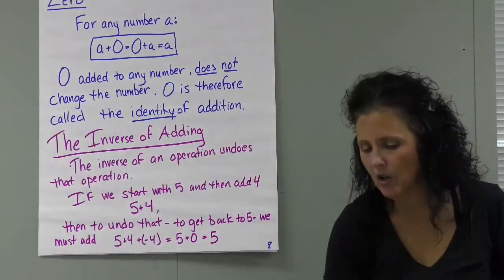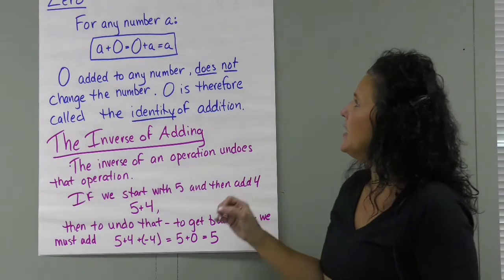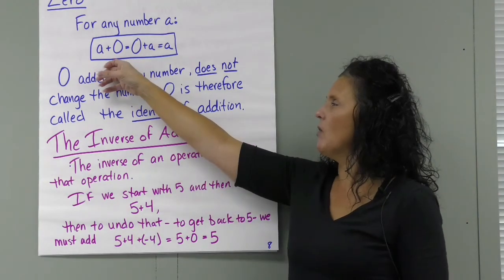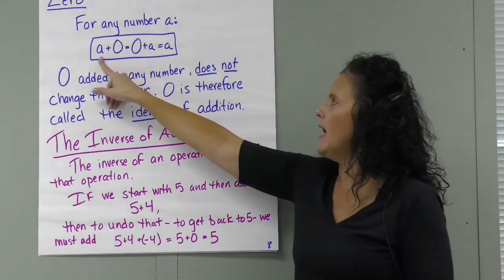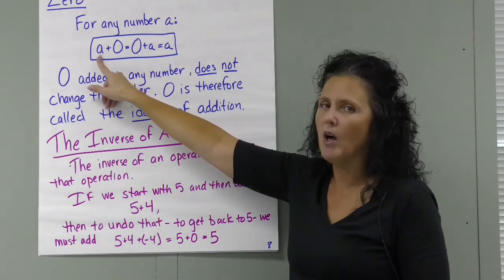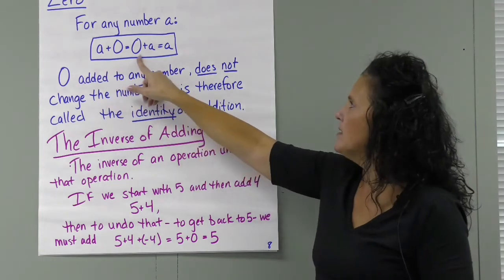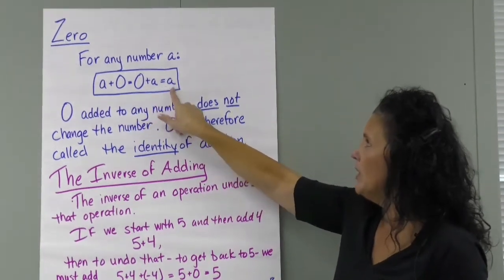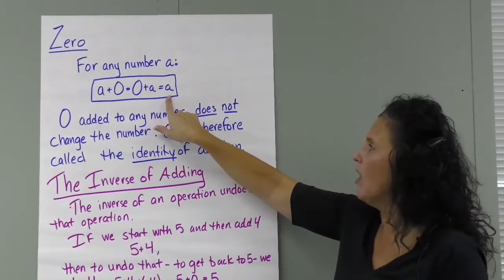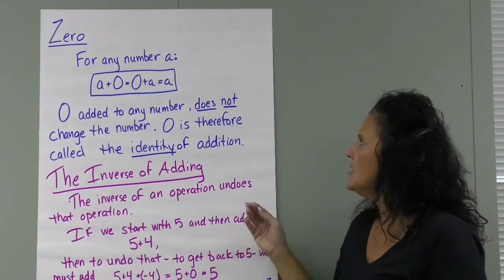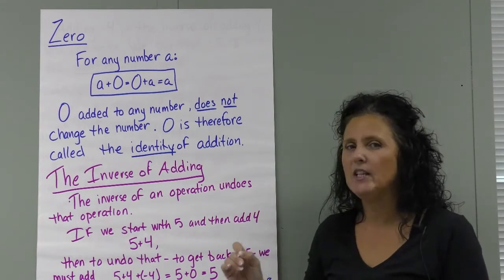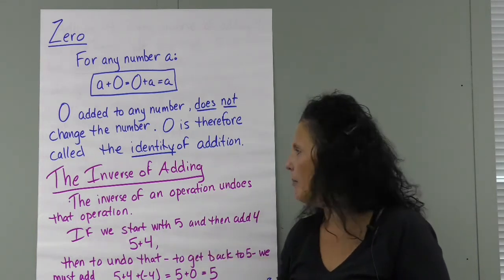The last thing we want to look at is 0. For any number a, a plus 0 is equal to 0 plus a is equal to a. We're back to a, because if we add 0 to 1, we still have 1. We can add 0 to 1 and still have 1. So we just have a all by itself. When 0 is added to any number, it doesn't change the number. 0 is called the identity of addition because it doesn't change the number.